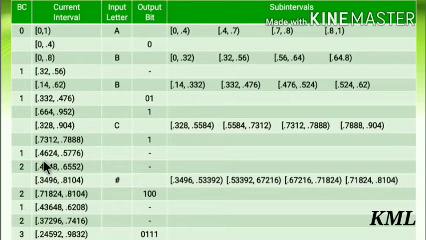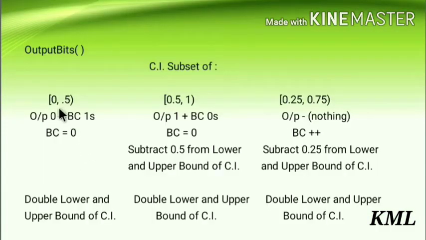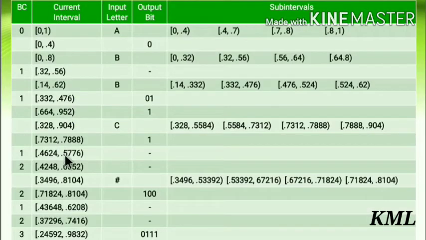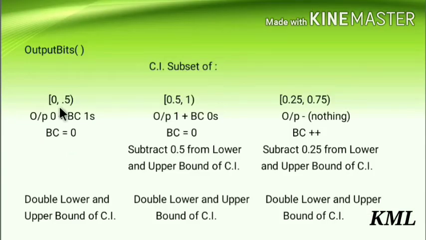Now if you see 0.4 and 0.5, you have 0.4 here, which is less than this. Now we have 0.4, which is greater than this, and 0.5, which is less than this, so it falls in this one. So what you have to do is output nothing, increment bit count, subtract 0.25 from the lower and upper bound, and double the lower and upper bound.